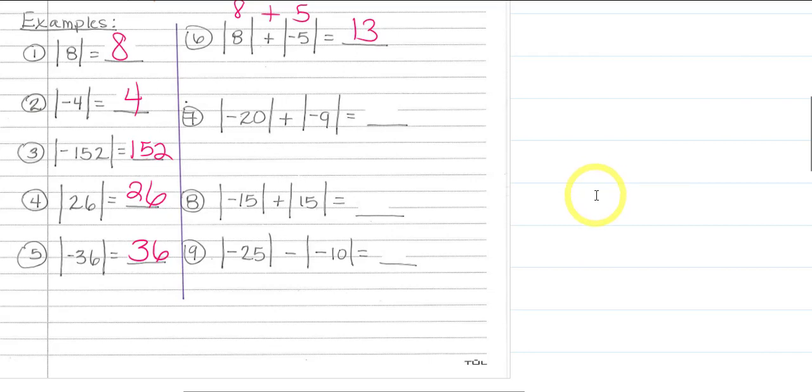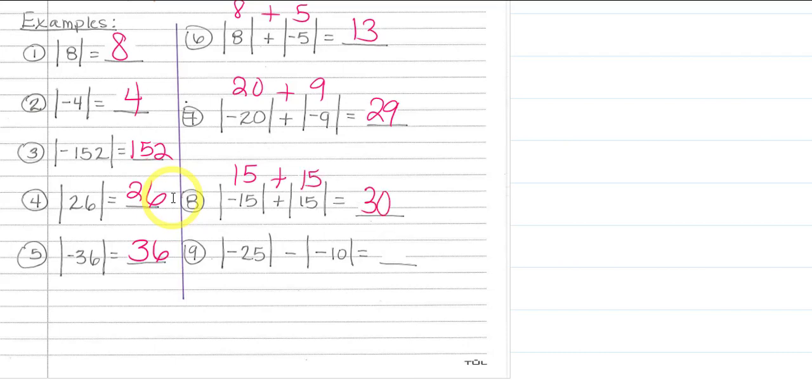Okay, so number 7, we've got the absolute value of negative 20. That's going to be 20, plus the absolute value of negative 9, which would be 9. I just add those two, and that would give me 29. Number 8, the absolute value of negative 15 is going to be a positive 15, plus, these are being added, another positive 15, that's going to be a positive 30.